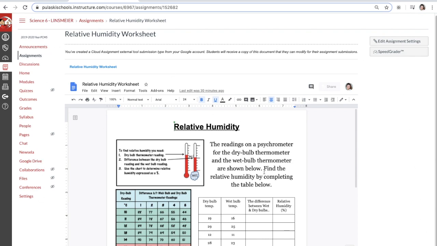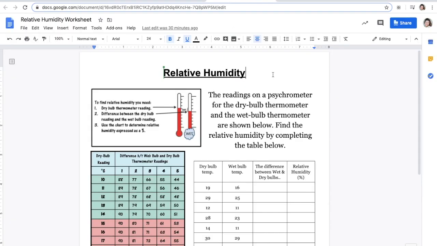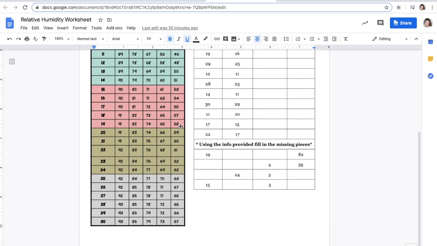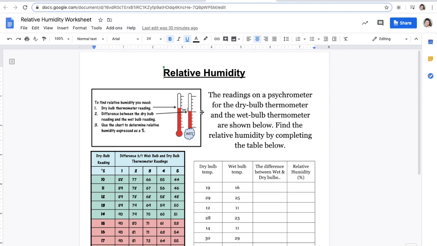To get a hold of this document and to fill it in, all you have to do is click on these three blue words in the upper left hand corner. After you click on the blue words, it is going to take you to your own document. And now, lo and behold, this is my document. It looks kind of scary, but it's pretty easy. So I'm going to help you through it.